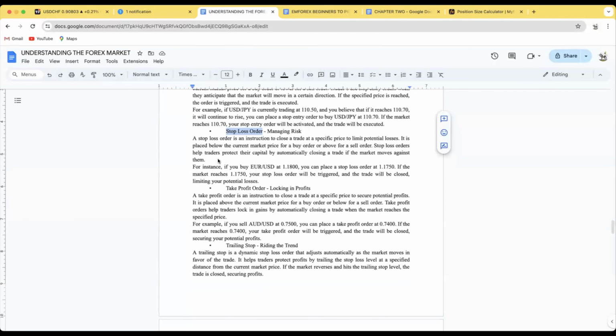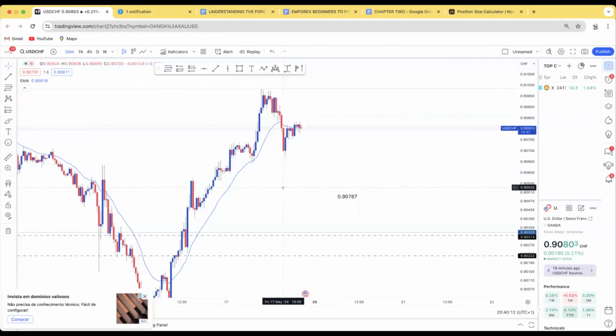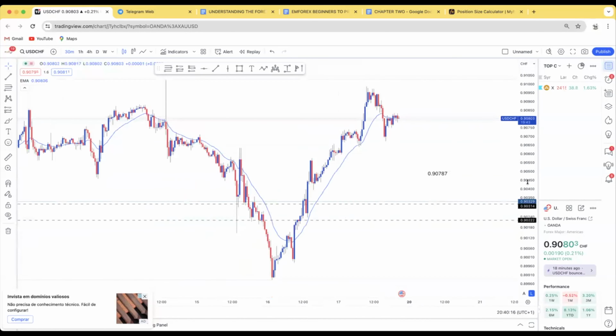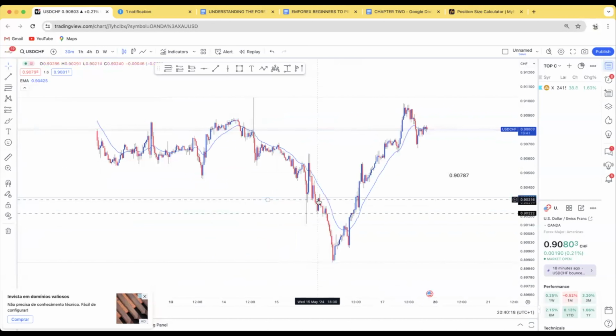We're just trying as much as possible to cover through our course guide for today. So like I was saying, stop loss orders help traders protect their capital by automatically closing a trade if the market moves against you. Now, there are times in the market where we have a high influx of volume. Those periods are during volatile news events.